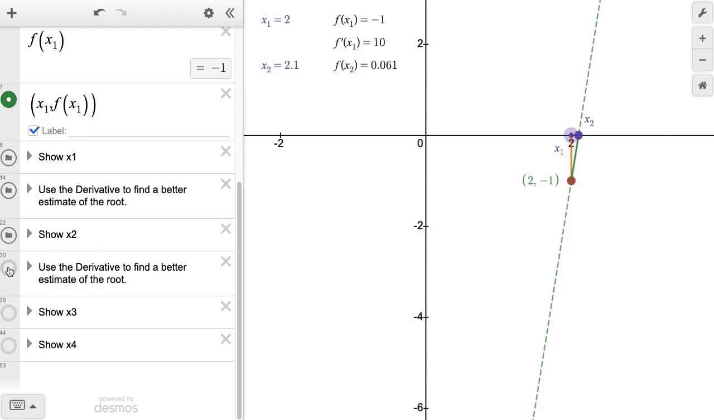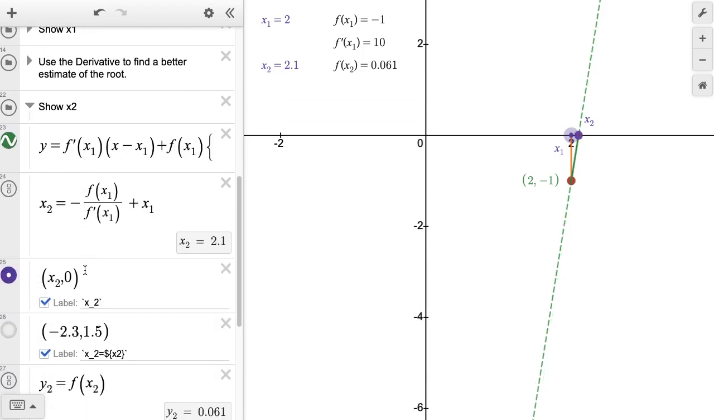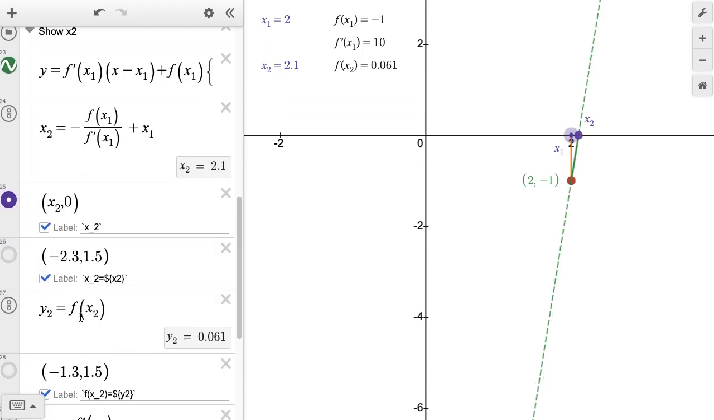I'm going to figure out what f of x2 is. Let me look at this. So here's my f of x2 is now 0.061. And so f of x1 was -1, and now f of x2 is 0.061, which means, oh, we're getting closer. This feels closer to being a root. So I'm going to do the same thing.